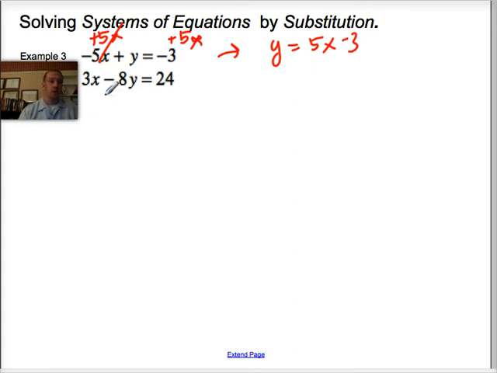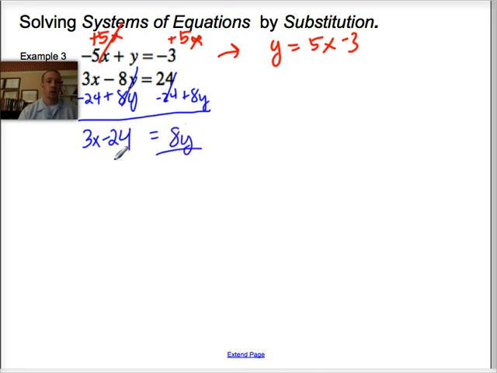Because I can do it either way, I'm going to add an 8y and subtract the 24 from both sides. So these 8y's cancel, these 24's cancel. On the left I have 3x minus 24. On the right I have 8y. So I divide both sides by 8, and that gives me 3x minus 24 over 8 equals y.